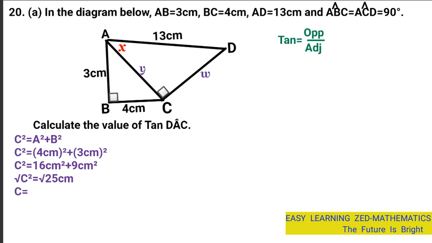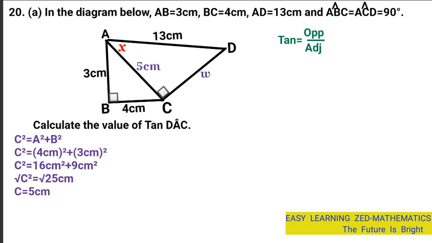So the value of y in that diagram, now let's go to the diagram. The value of y in that diagram is 5 centimeter. I've even removed y and put 5 centimeter. That is the size of the length AC. The size of the length AC is 5 centimeter.